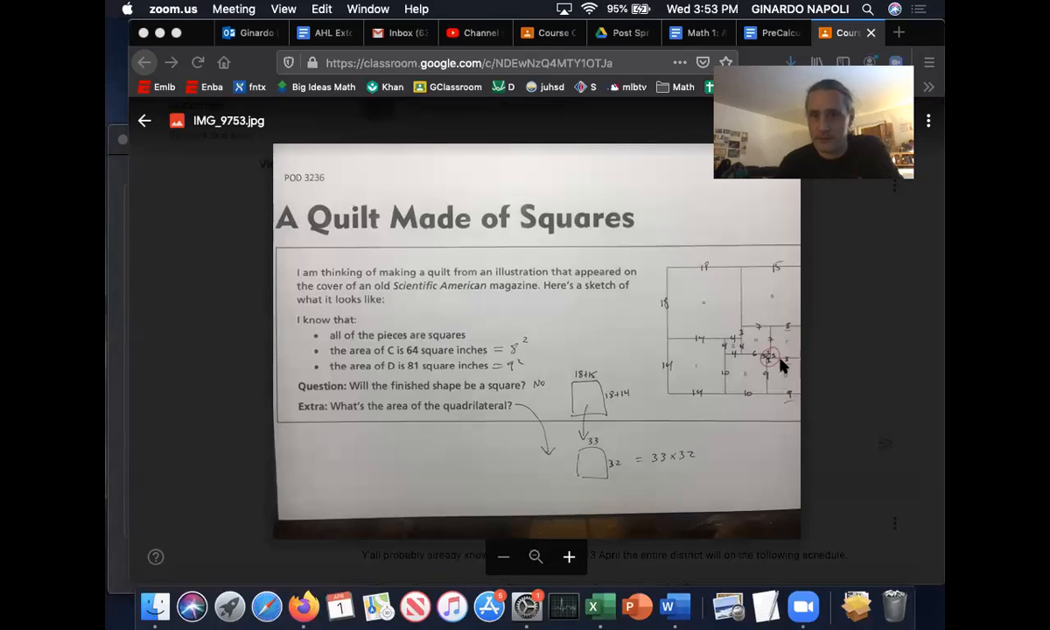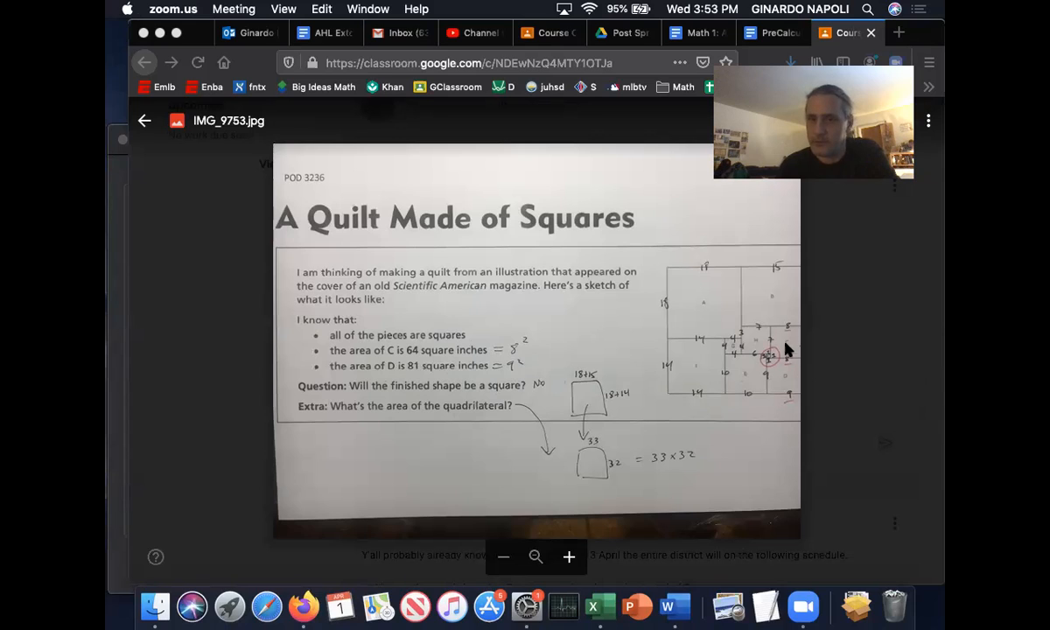It's going to share my desktop. So here's the problem, right? You were told that the area of C was 64 square inches. Since you know it's a square, that's going to be 8 times 8. Since the area of D is 81 square inches, again, you know it's a square, so that's going to be 9 times 9.